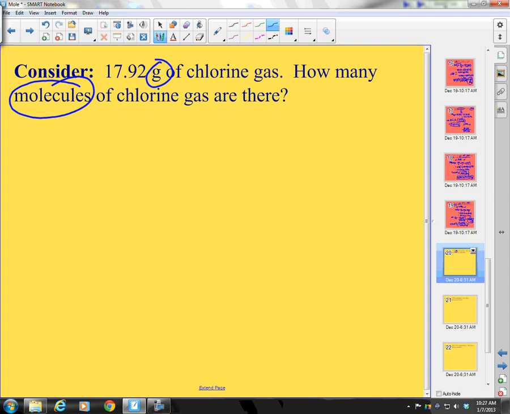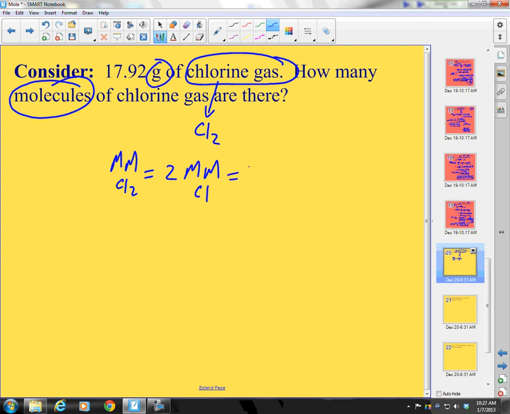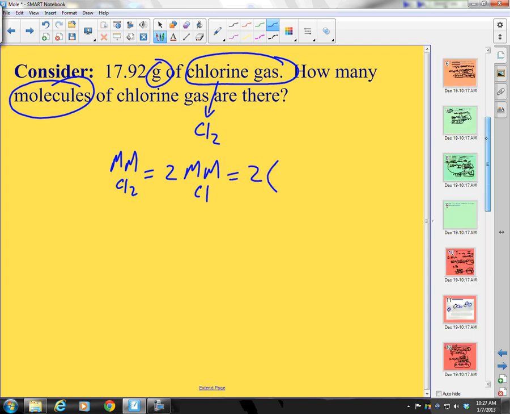All right. I have chlorine gas. Well, chlorine as a molecule, it's diatomic. Remember, it's Cl2. So I need to figure out my molar mass. So my molar mass of Cl2 is equal to 2 times the molar mass of Cl, which is equal to 2 times my chlorine is what, 35 point what? We should know that now.